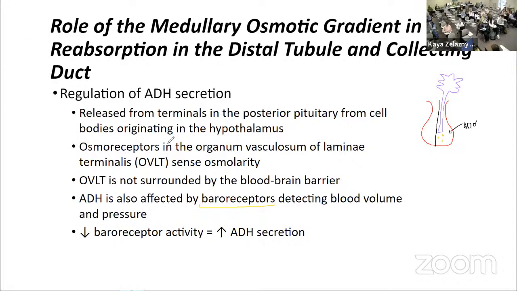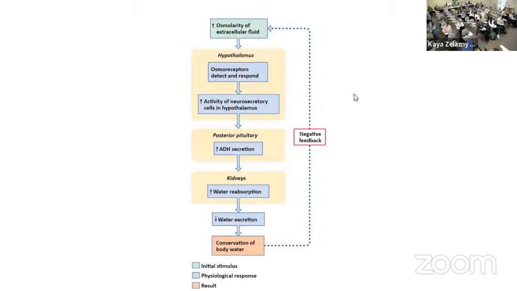So those are like our two signals here. So osmolarity and blood volume / pressure. Okay. Both of those can trigger the secretion of ADH because both of those are problems we could fix by absorbing more water. So we have some little diagrams of basically what I just said to you out loud.